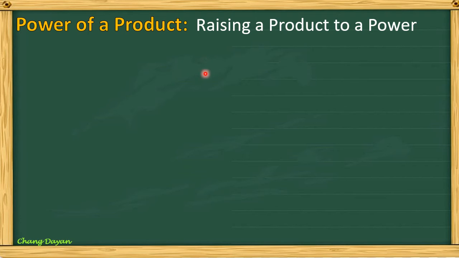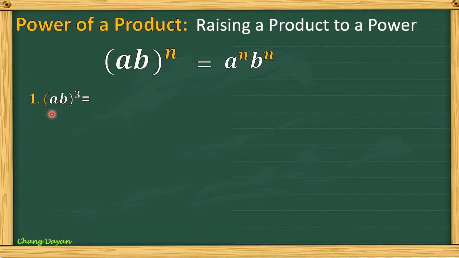It is raising a product to a power. So, we have here AB, open and close parenthesis, raised to n. Example, we have AB, open and close parenthesis, raised to 3. So, you have A, ang exponent ng A dito ay 1, times the exponent outside the parenthesis, which is 3. And then, ang B, ang exponent nito ay 1, multiplied natin sa exponent na nasa labas, which is 3. Let us simplify. 1 times 3 is 3. 1 times 3 is 3. Therefore, our answer is A cube, B cube.